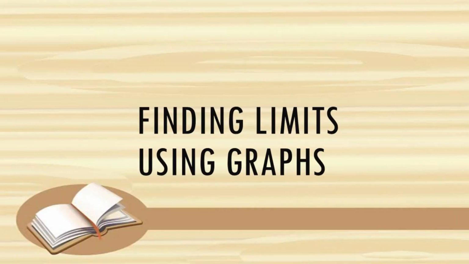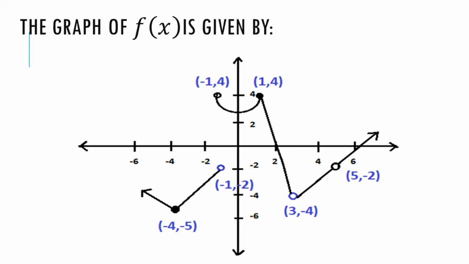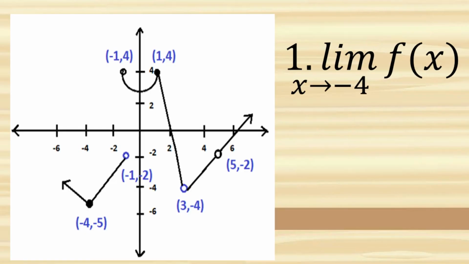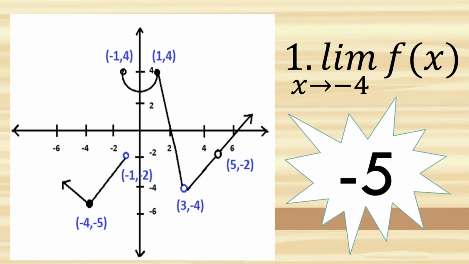Let us now solve for the limit using graphs. We have here the graph of f of x. Let's determine the following limits. The limit of f of x as x approaches negative 4. Look at the graph. What is the value of y if x is equal to negative 4? The answer is negative 5. So the limit of f of x as x approaches negative 4 is negative 5.